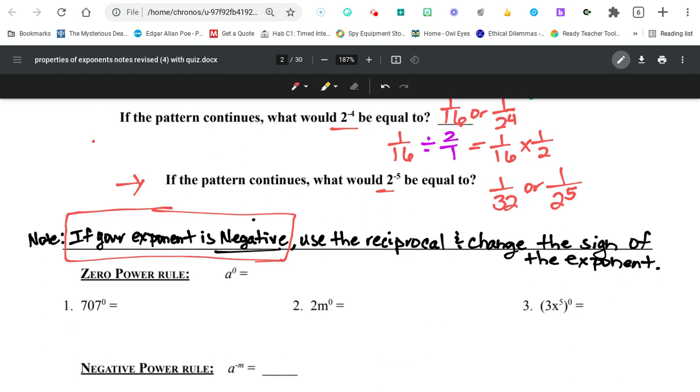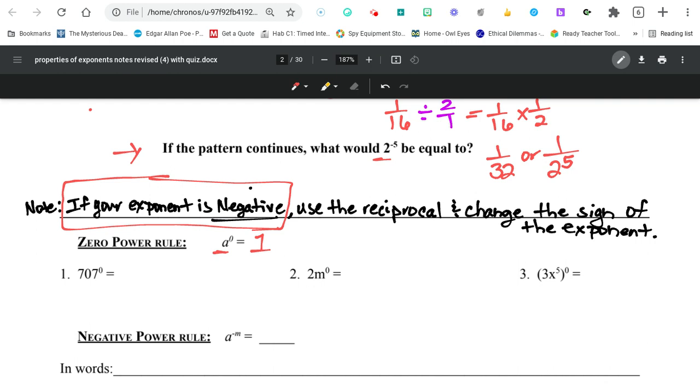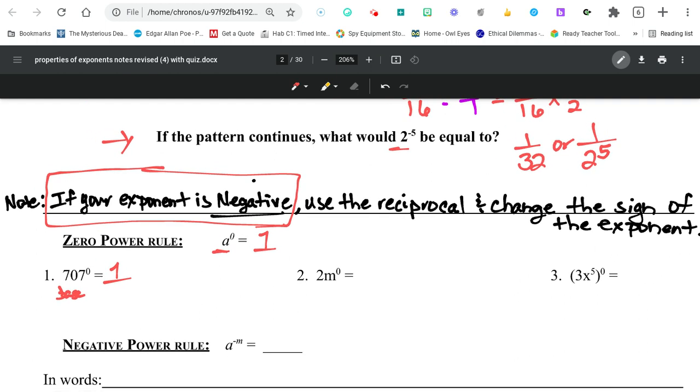All right, so let's take a look at this. The zero power rule. A stands for any number. Any number to the zero power, guys, is 1. I don't want to put any number, so I just use A. A could be any number. So 707, the base, this base to the zero power is 1. Be careful on something like number 2, because your entire base isn't 2m. Here your base is only m, and it's just multiplied by 2. I know that because 2m is not in parentheses.